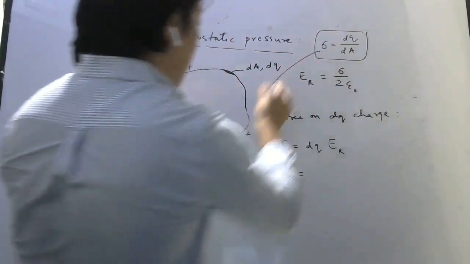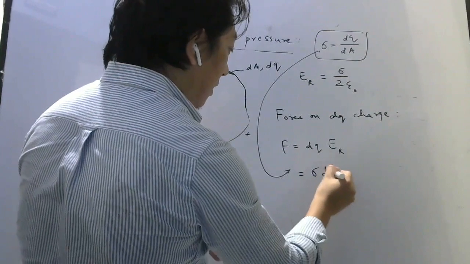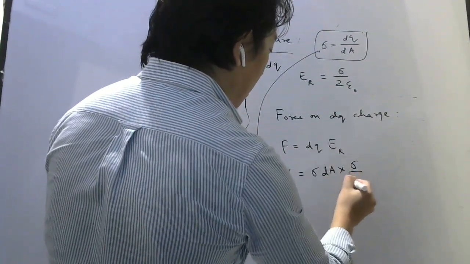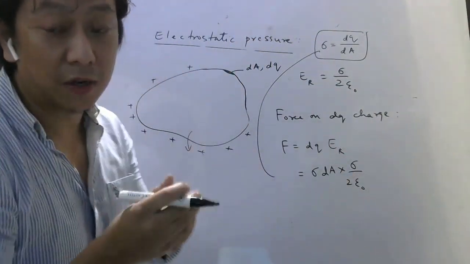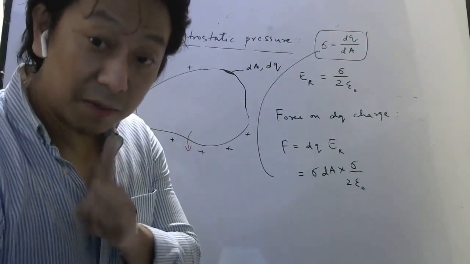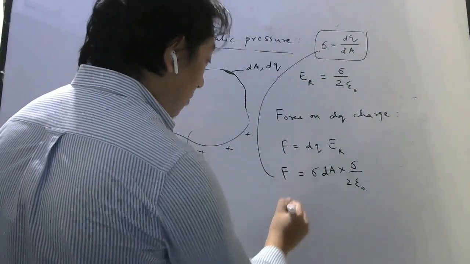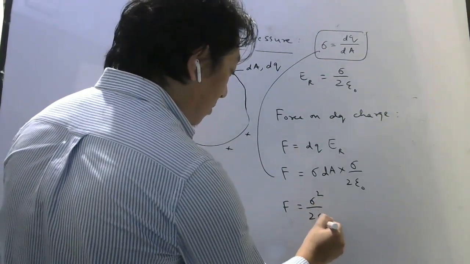So if I use this definition here, what will be my dq? Sigma into dA. And what will be my electric field outside? Sigma by 2 epsilon naught. Not the total electric field outside. Total electric field outside is sigma by epsilon naught. This is due to the remaining part. So that F will be equal to sigma squared by 2 epsilon naught.